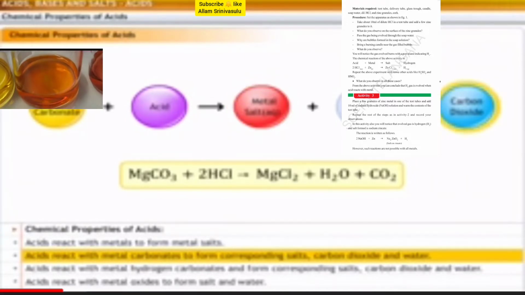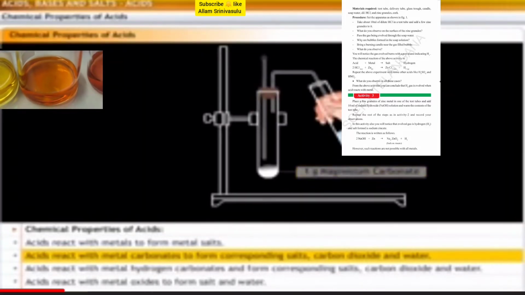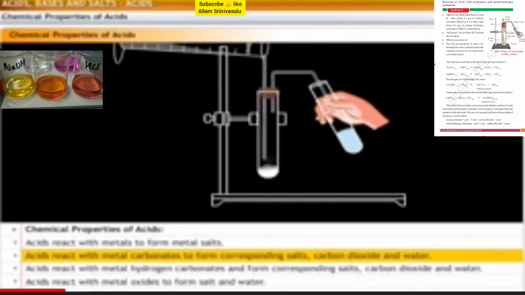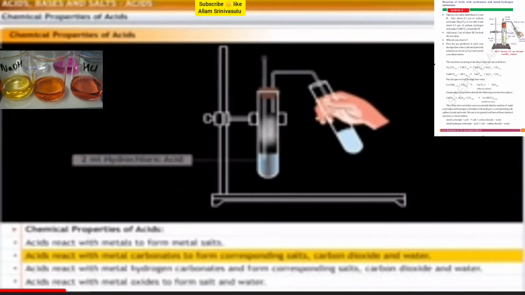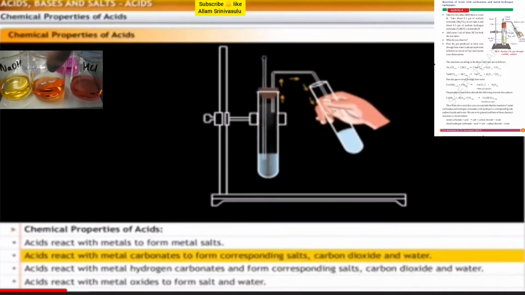The test is to keep a burning matchstick near the delivery tube. A pop sound is formed, so it is hydrogen gas. Zinc reacts with sodium hydroxide, and hydrogen gas is also evolved. Sodium zincate is formed.